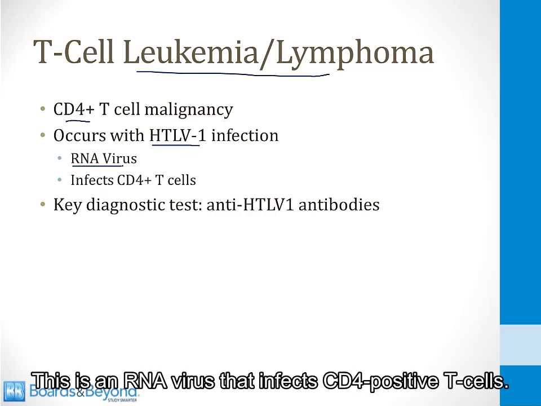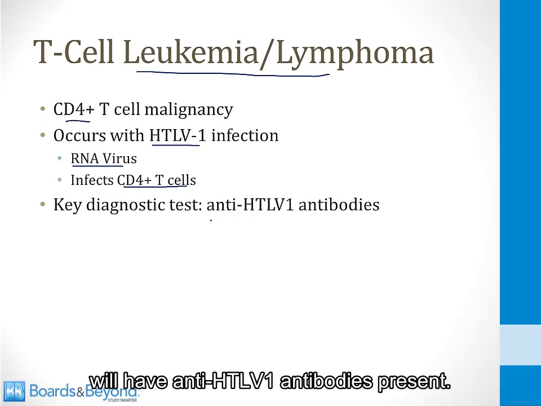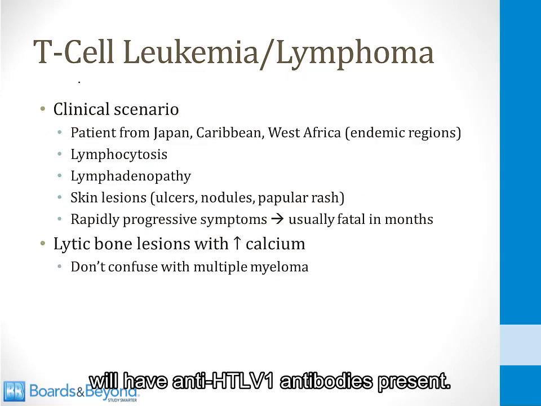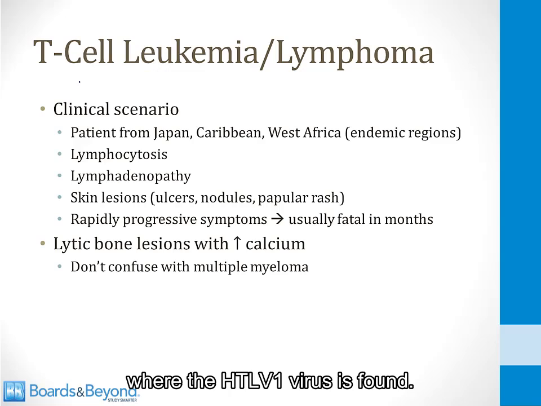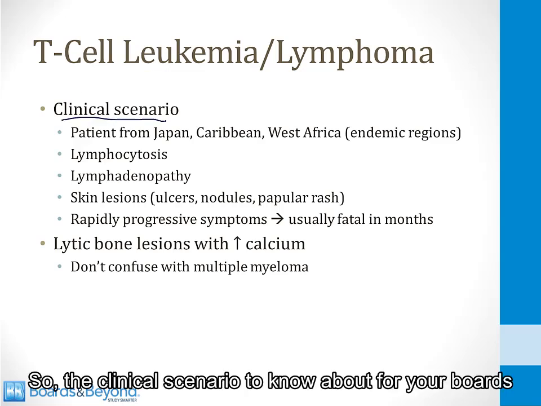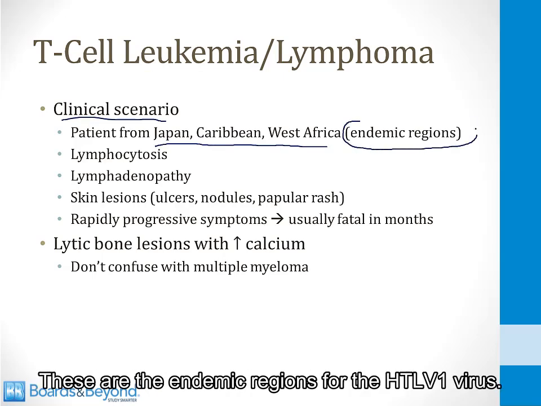This is an RNA virus that infects CD4 positive T cells, and patients who have this white blood cell malignancy will have anti-HTLV1 antibodies present. This disorder occurs in parts of the globe where the HTLV1 virus is found, so the clinical scenario to know about for your boards is a patient from Japan, the Caribbean, or West Africa. These are the endemic regions for the HTLV1 virus.